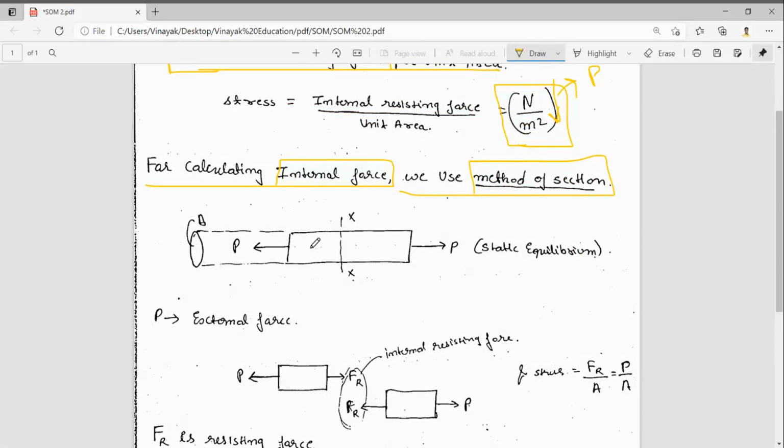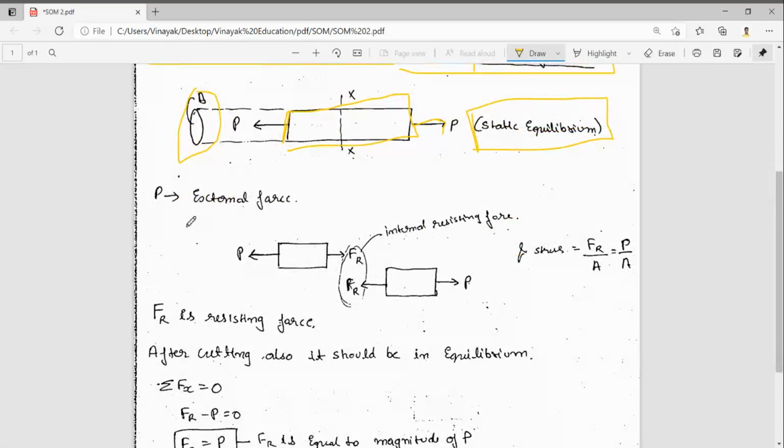Assume this is a bar, and this is the cross section of this bar. This is only the bar, and the force P is active, and the body is in static equilibrium. This condition you should remember. This body is in static equilibrium. So now you see this P is the external force. Now cut this body here, at X and X. So two bodies will become like this. This is one body and this is one body.